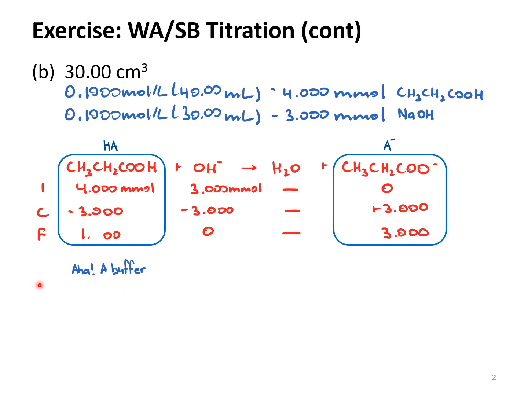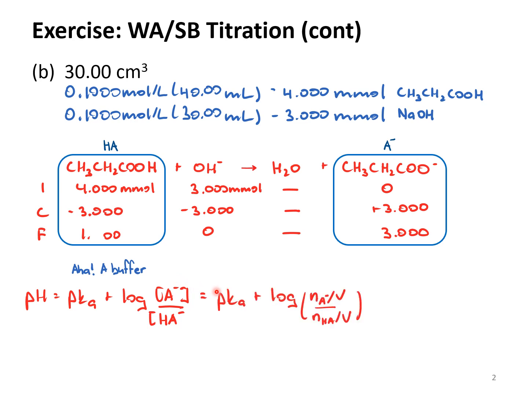So in order to determine the pH of the buffer, all we need to do is use the Henderson-Hasselbalch equation, which is pH equals pKa plus log of the concentration of A minus divided by the concentration of HA. Now, at this point, you might notice that we don't have the concentrations, we only have the number of millimoles. But as you may recall, the concentration is simply the number of moles divided by the volume. And since the weak acid and the conjugate base are both located in the same container, we can simply cross out the volumes, since they're the same in both the numerator and the denominator.